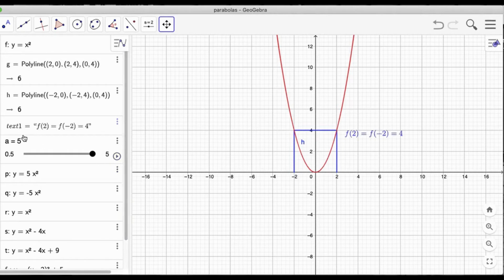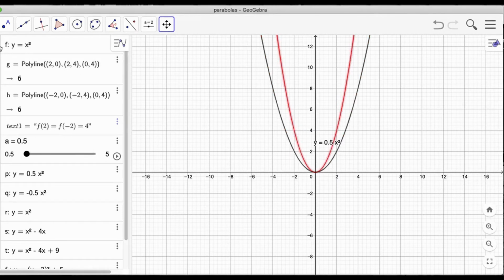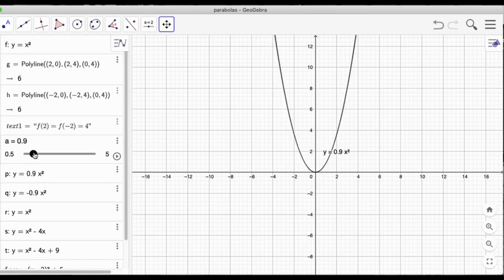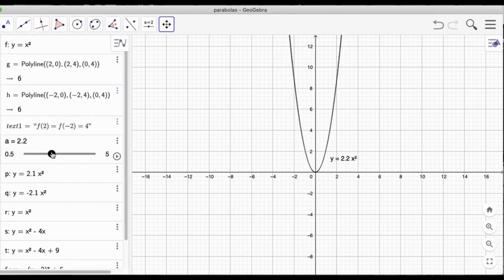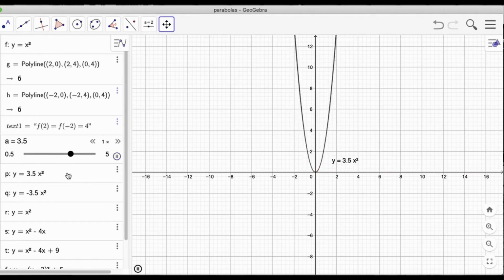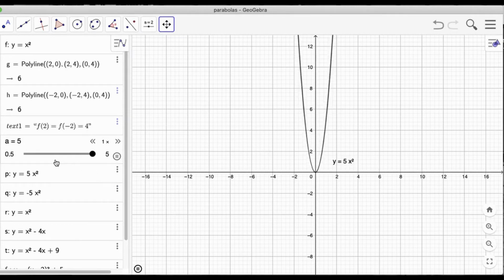What happens if we multiply by a number here? Instead of y equals x squared, we multiply by a number. For example, multiply by 0.5 here. You see the parabola is more open. This is y equals 0.5x squared compared to y equals x squared. Now, as the number grows, the parabola closes and becomes narrower. Here in red, y equals x squared, and this one becomes narrower, very, very close as the number grows.